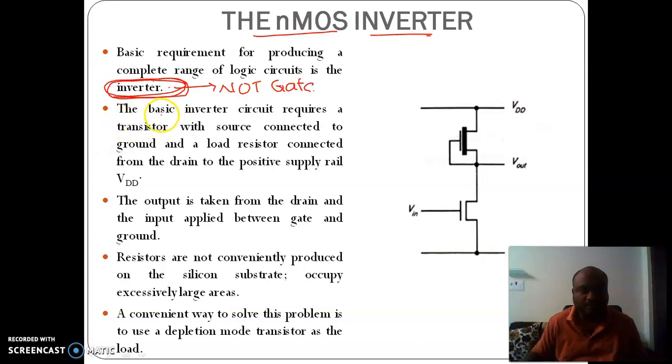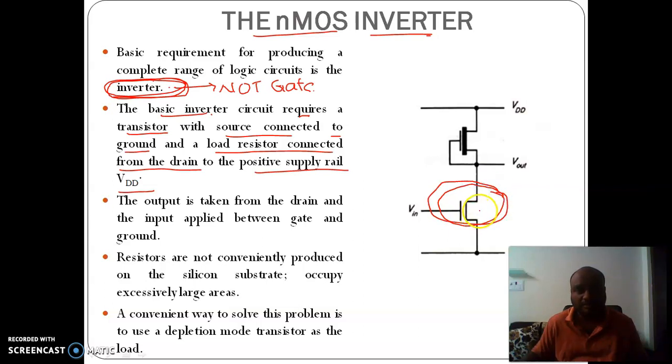The basic inverter circuit requires a transistor with source connected to the ground and a load resistor connected from drain to the positive supply rail VDD. So the basic inverter construction should include a transistor, this is a MOSFET based inverter, so the transistor here refers to nMOS. The source terminal should be connected to the ground and its drain terminal should be connected to the supply through a load resistor.